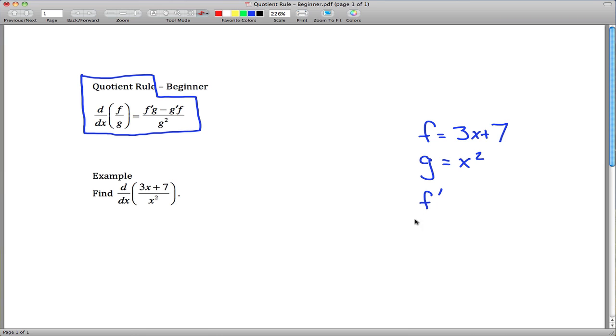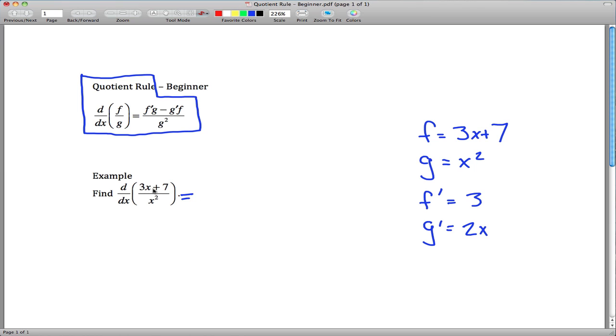And the nice thing about those guys is they're two relatively simple functions. We can take both of their derivatives just by looking at them. The derivative of 3x plus 7 is just 3. The derivative of x squared is 2x. And now that we have these pieces, we have everything we need to figure out the derivative of this guy.